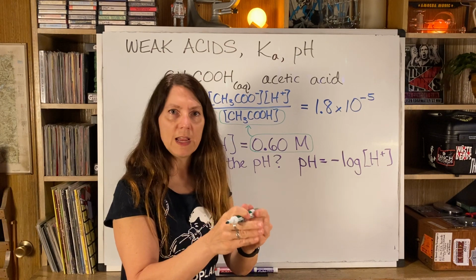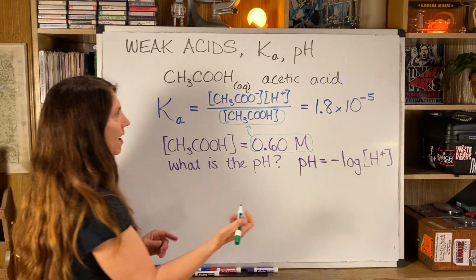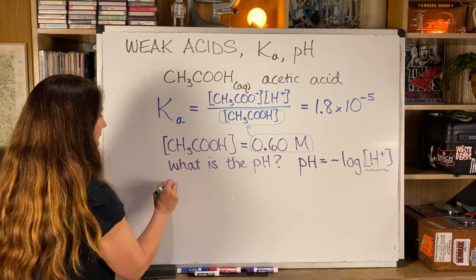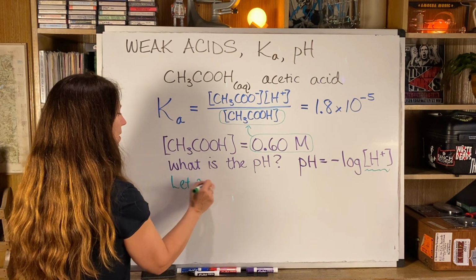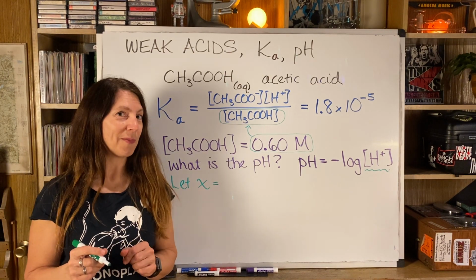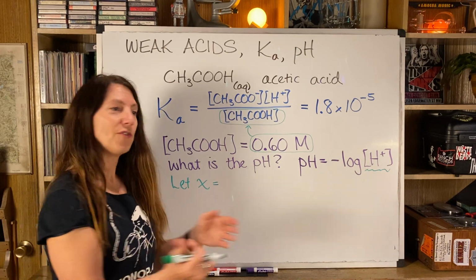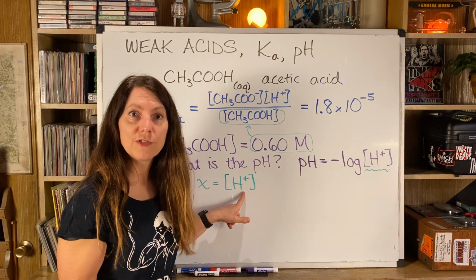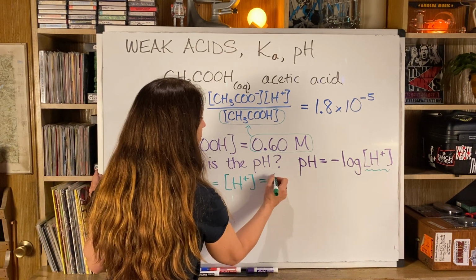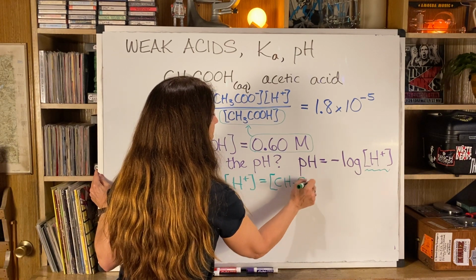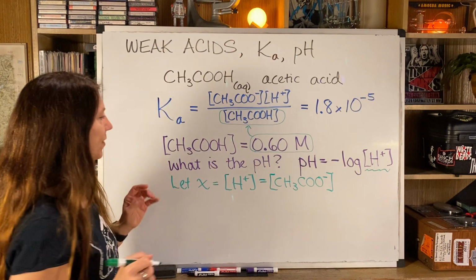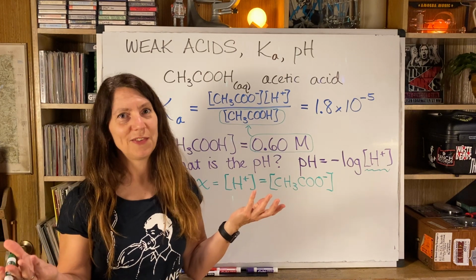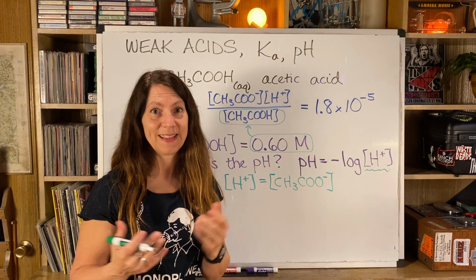So what is it we're trying to find? We're trying to figure out what the hydrogen ion concentration is. Let's do one of those things we do in algebra sometimes. Let X equal hydrogen ion concentration. And we just acknowledged from stoichiometry that this is equal to the acetate ion concentration. Since these are equal, we're just calling it X because X is easier to write as we do our calculations. That's really the only reason.